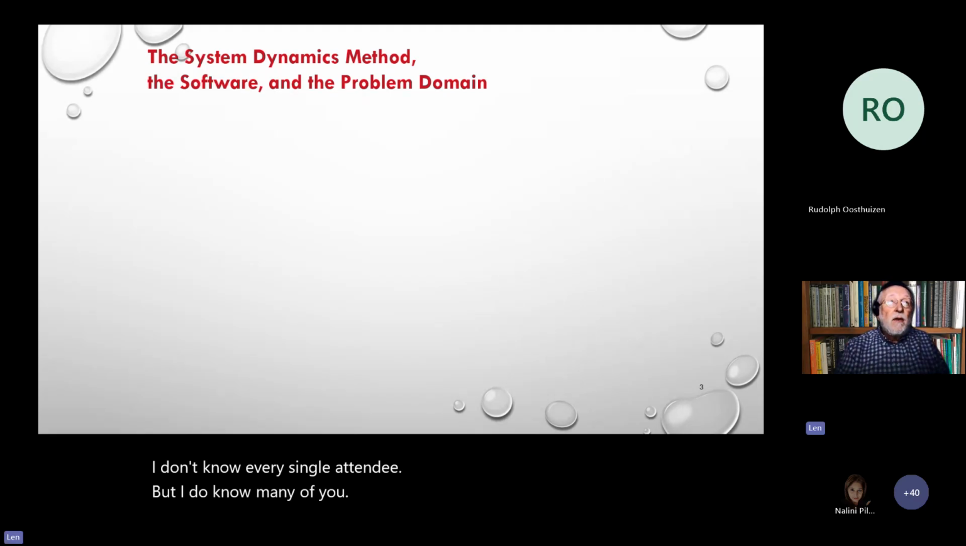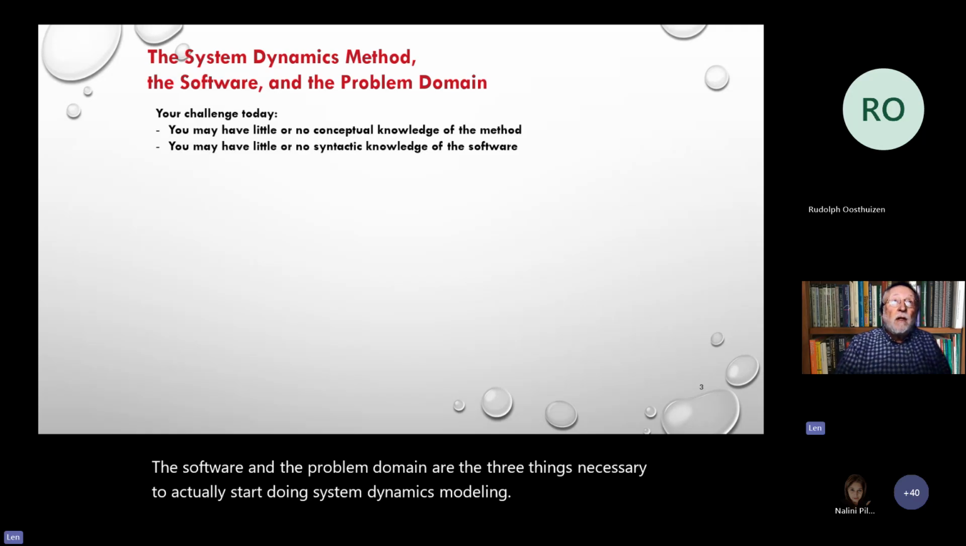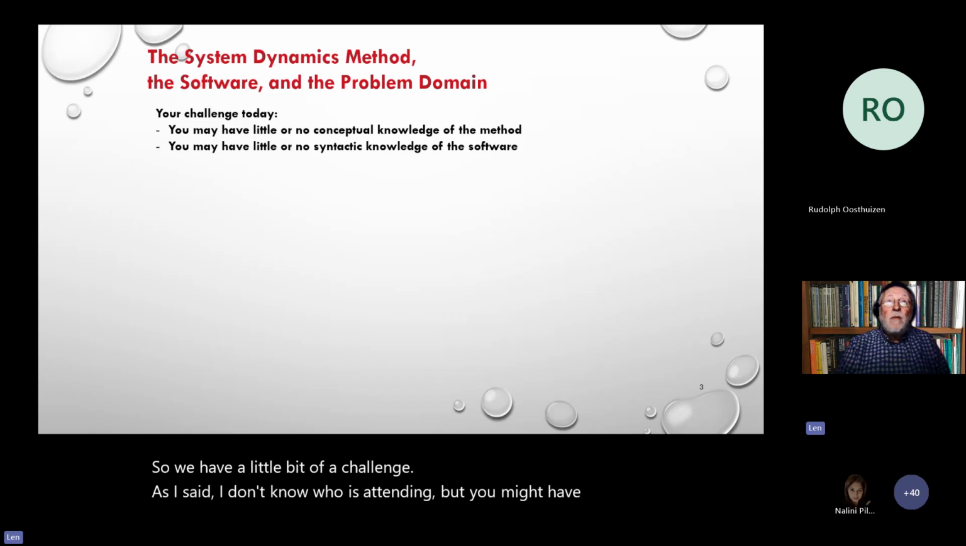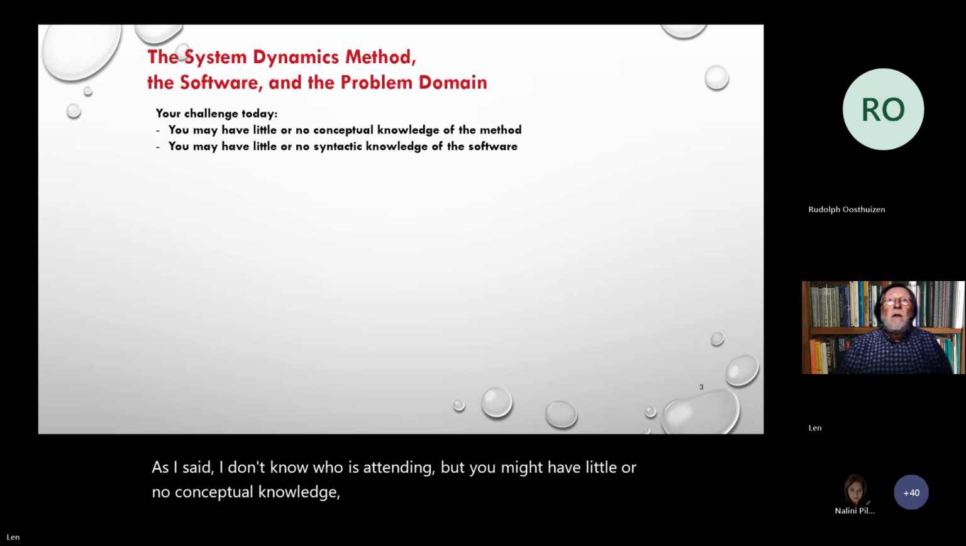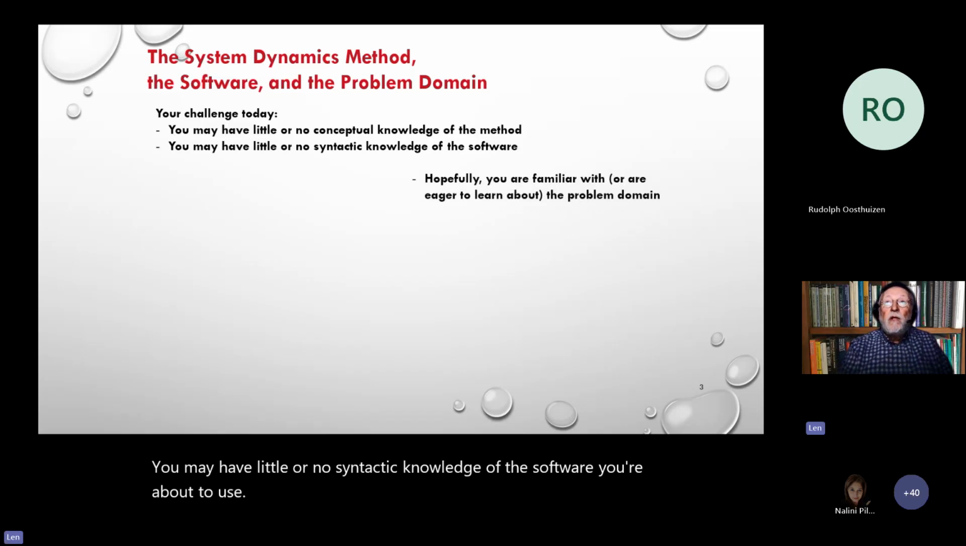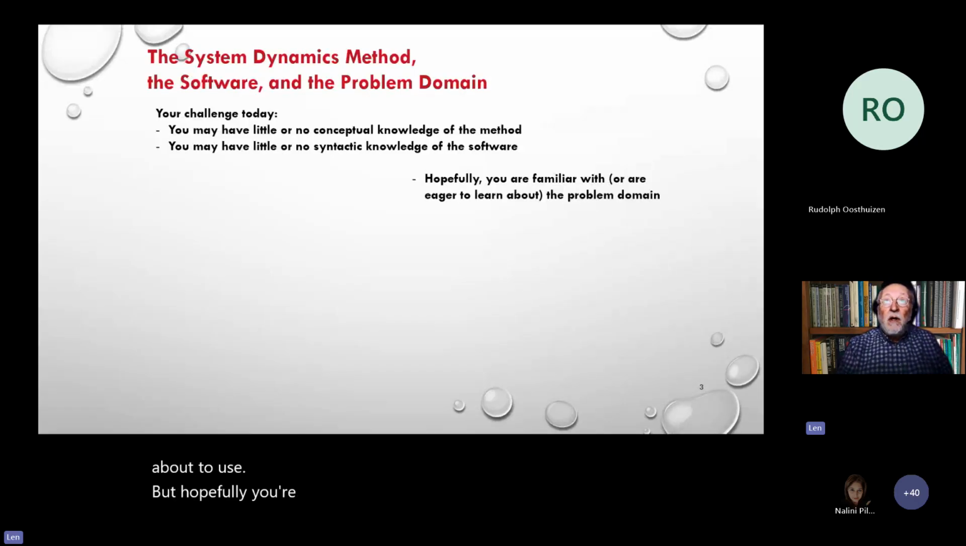The system dynamics method, the software, and the problem domain are the three things necessary to actually start doing system dynamics modeling. So we have a little bit of a challenge. As I said, I don't know who is attending, but you might have little or no conceptual knowledge right now of the method. You will, of course, after the conference is over. You may have little or no syntactic knowledge of the software you're about to use. But hopefully you're familiar with, or at least you're very eager to learn about, the problem domain you're about to work in.